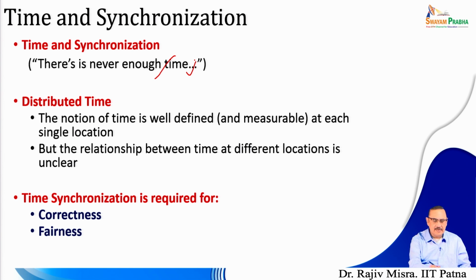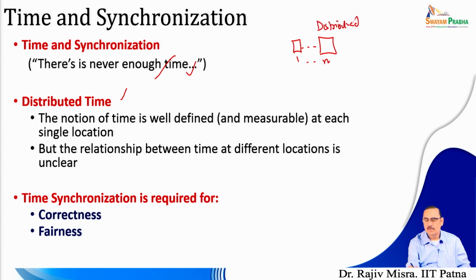How about in a distributed systems? In a distributed system, it is not one clock, but it is a series of systems, and every system is having its own clock. So, every system will have its own clock. Then how are you going to synchronize all the clocks, that is all n clocks, and that is called the distributed time. So, the notion of the time is well defined at each single location, but the relation between the time at different location is unclear.